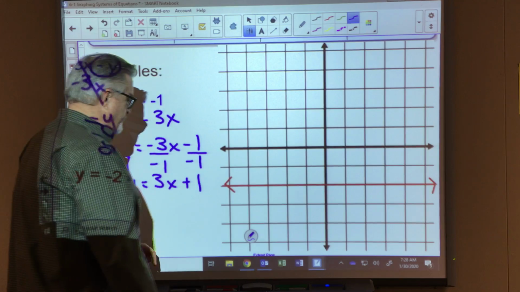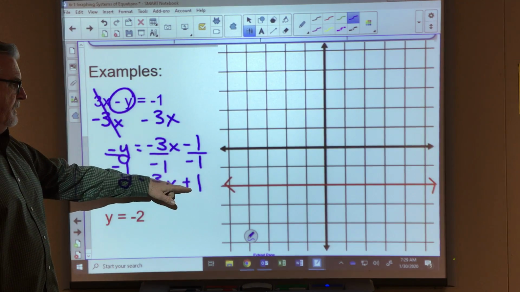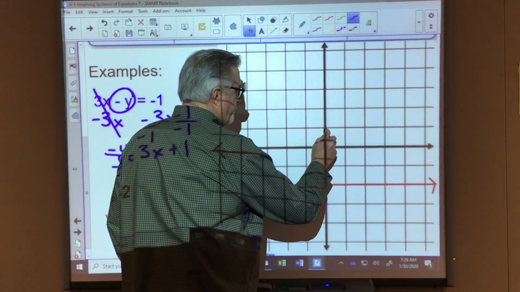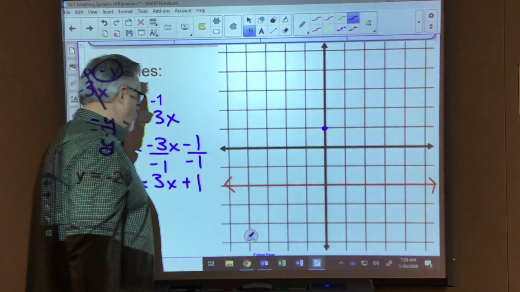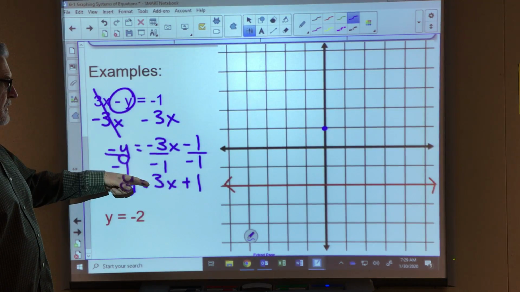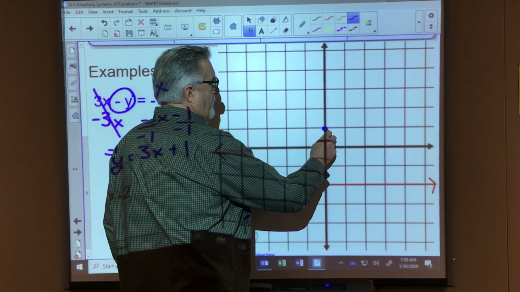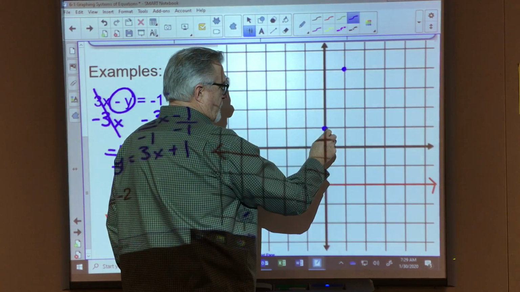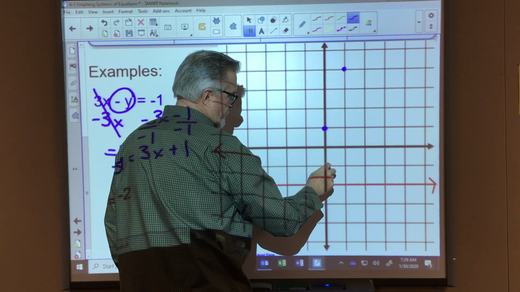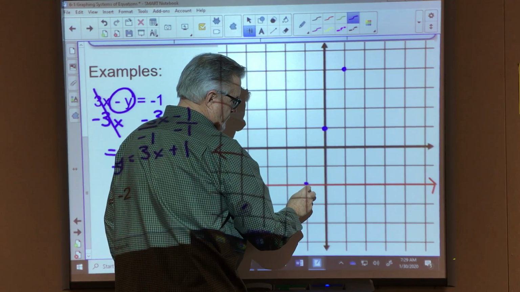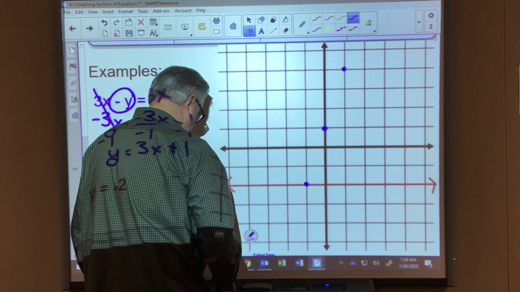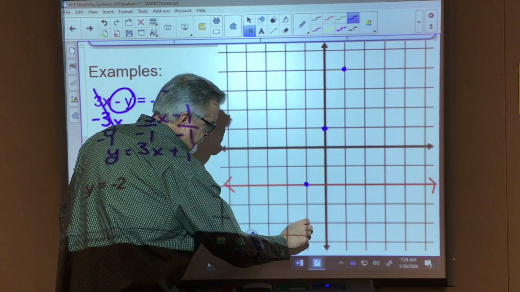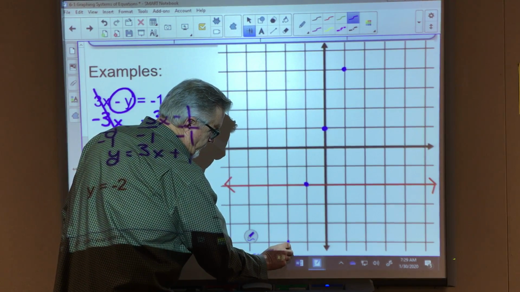So to graph this one, we're going to start at +1 on the y-axis. It has a slope of +3, which means we would go up 1, 2, 3, and over 1. We could also go down 1, 2, 3, and 1 to the left. Well, look at that point where it's at.